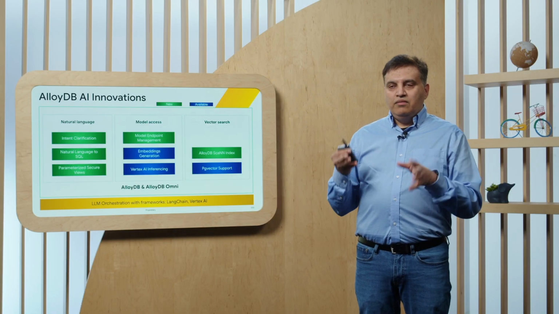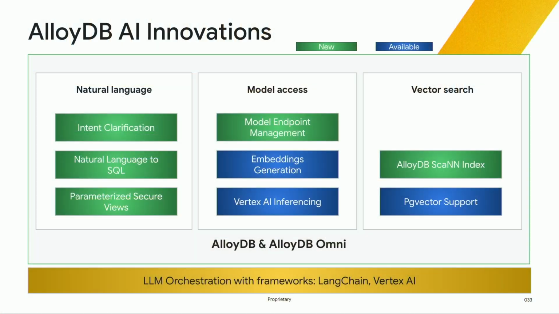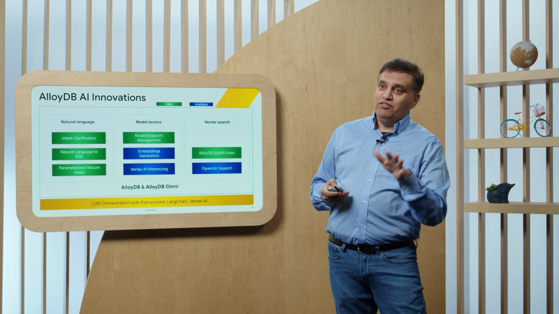So net, we are continuing to improve and add more capabilities to AlloyDB AI in natural language, model access, and also vector search capabilities. And we also have integration with LangChain if you're interested. It's available in AlloyDB and AlloyDB Omni, which is the downloadable version of AlloyDB.